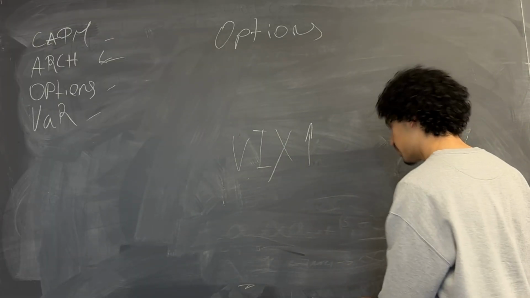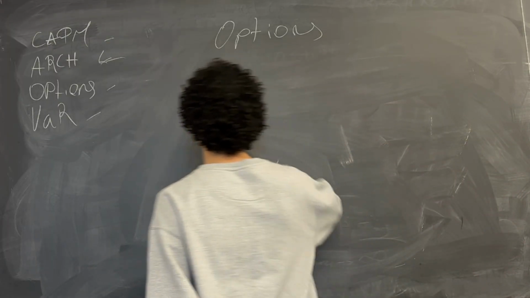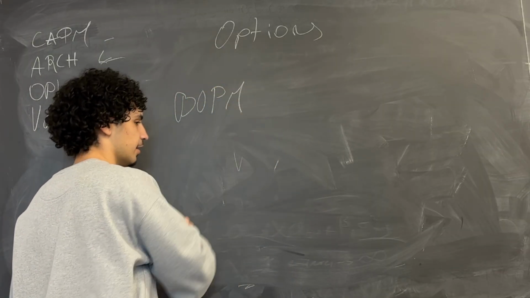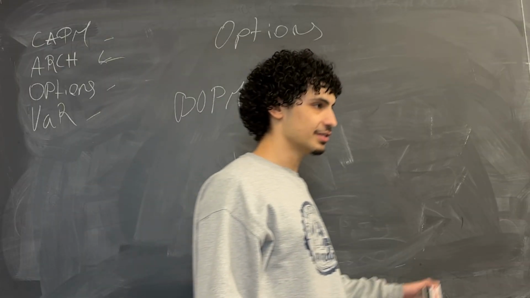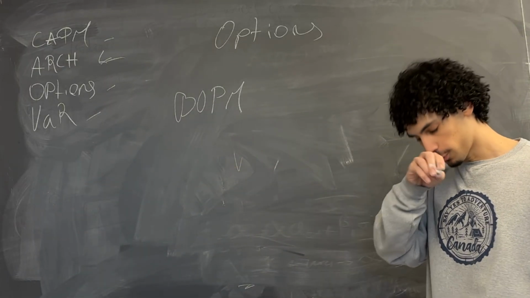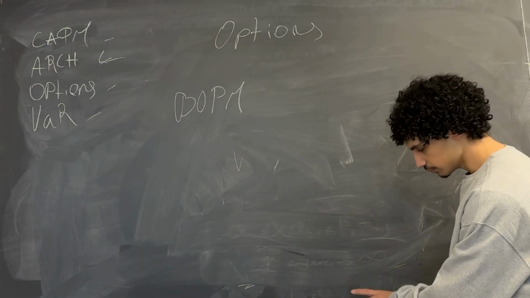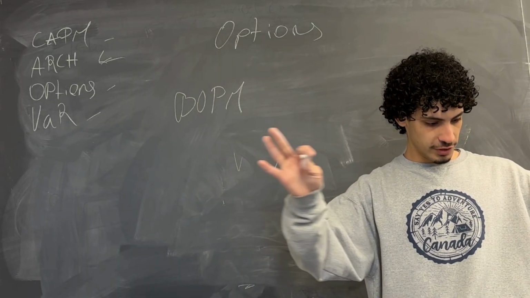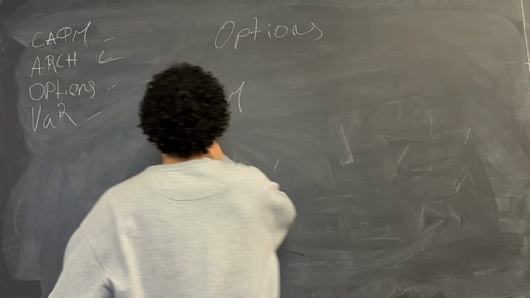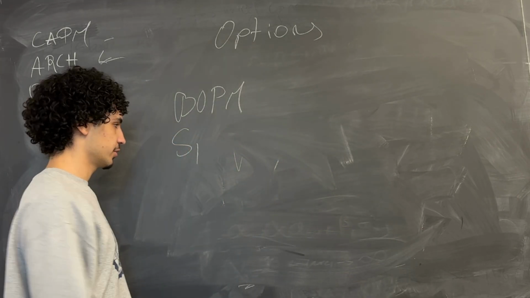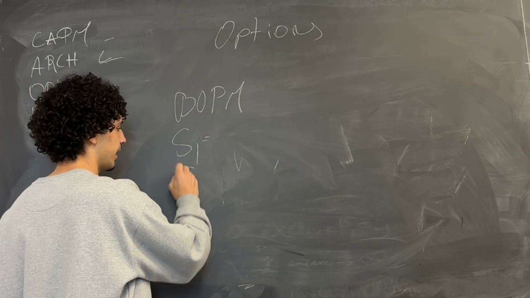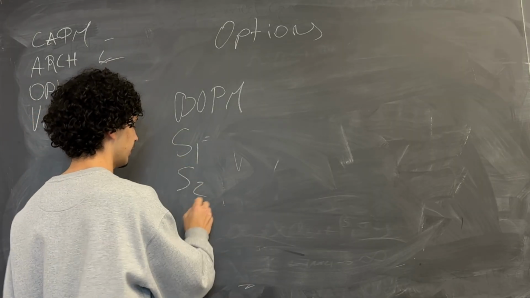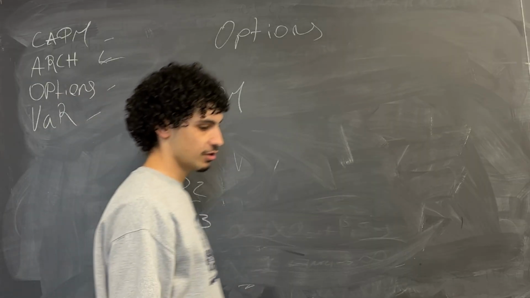So the main thing about options is the BOPM. That is the binomial option pricing model. The binomial option pricing model gives us two things. So we have S1, today's price, the current price, right? S2, the stock price when it's down, and S3, the stock price when it's up.